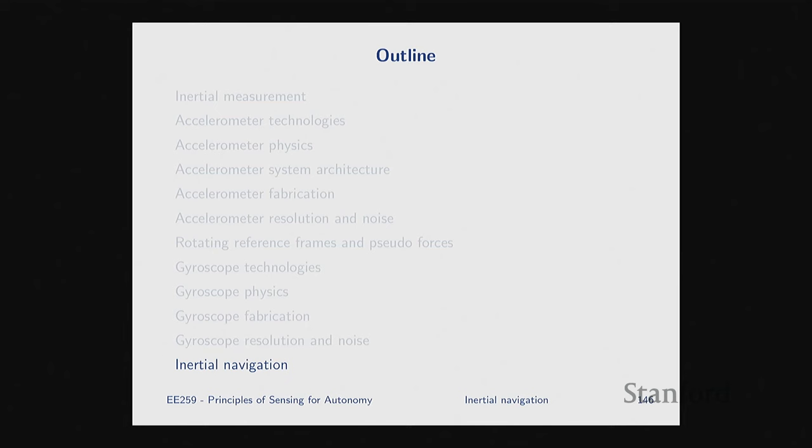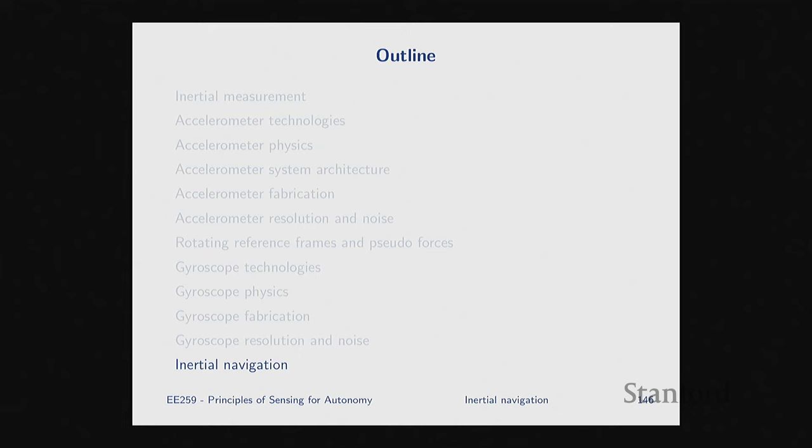So if you remember at the start of the chapter, I told you one of the ways you can do localization is via dead reckoning, right? So you basically integrate your trajectory one step at a time. We're going to look at how that is done using the inertial sensors that we learned about. Again, dead reckoning, you can use different sensors to do that. You're going to look at the inertial version of it, basically.